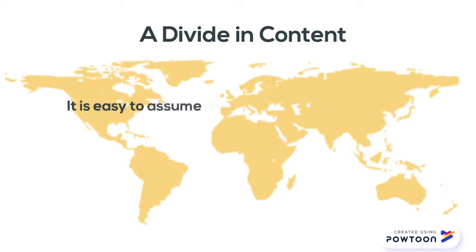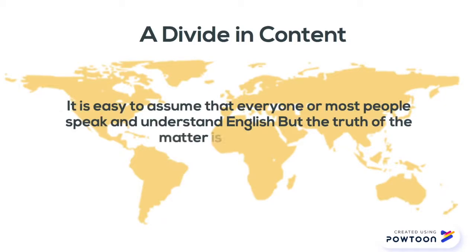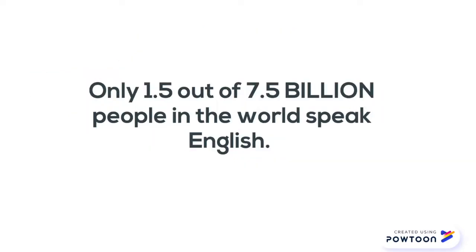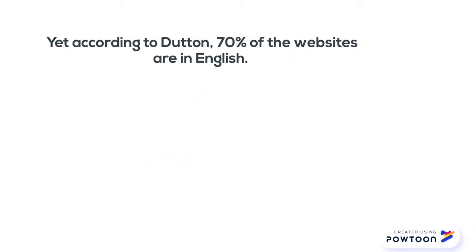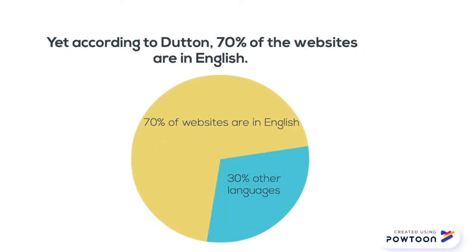A divide in content. It is easy to assume that everyone or most people speak and understand English. But the truth of the matter is this is false. Only 1.5 out of 7.5 billion people in the world speak English. That's 20%. Yet according to .in, 70% of the websites are in English.